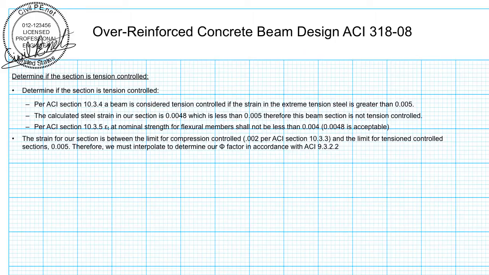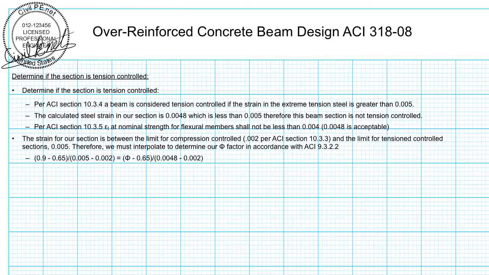So the strain for our section is between the limit for compression controlled, which is 0.002 per ACI section 10.3.3, and that 0.002 is for a yield stress of 60 ksi. If your yield stress changes, you're going to have to calculate what that compression controlled limit is, and the limit for the tension controlled sections of 0.005. Therefore, we must interpolate to determine our phi factor in accordance with ACI 9.3.2.2.